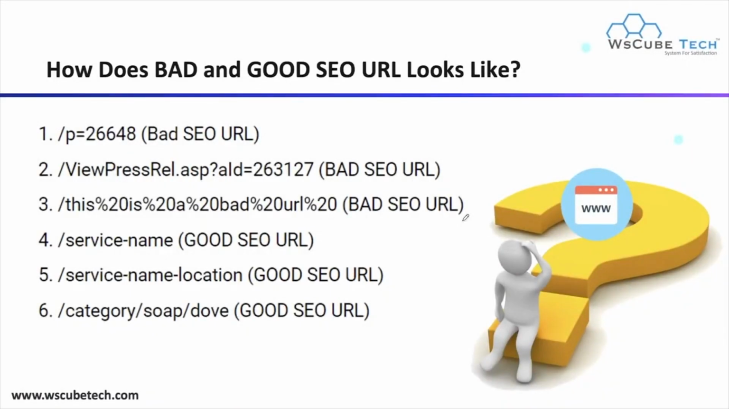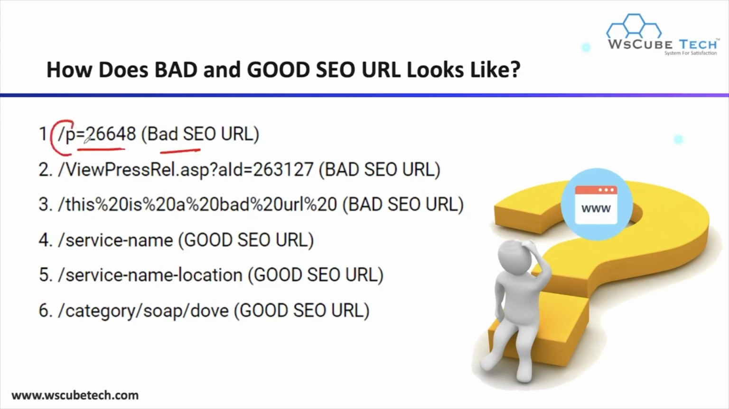Now the question is, how do we consider what a bad and a good SEO URL look like? There are many types of URL available on the web, but the ones that are clearly defined are always promoted by the search engine crawler because they are easy to read and understand. Here, just look at some examples. This is your first example.